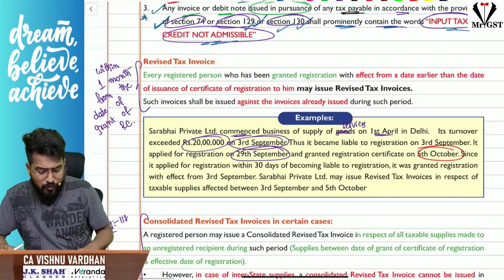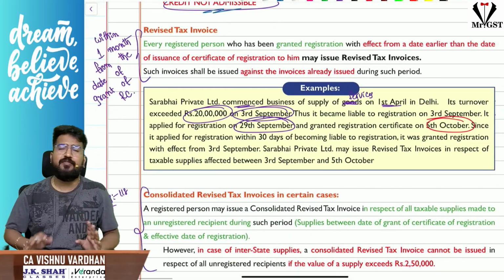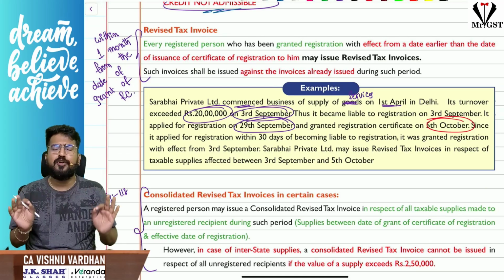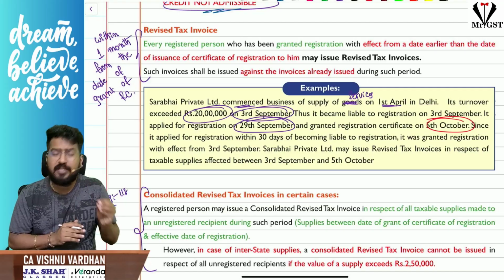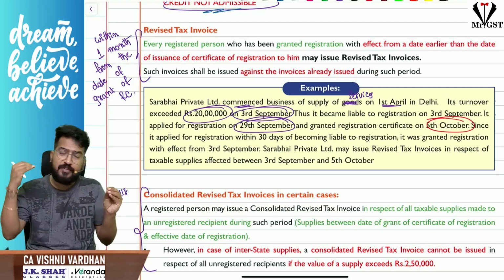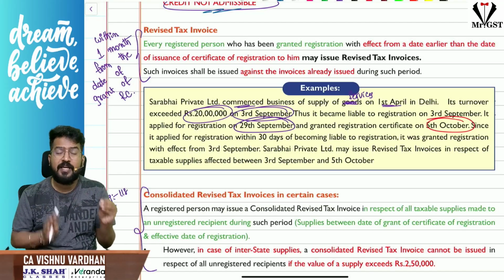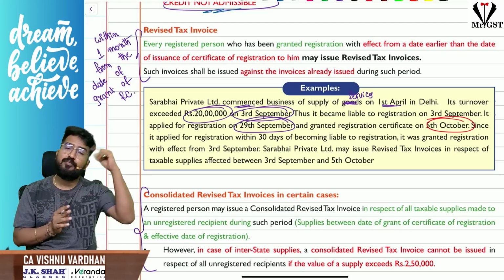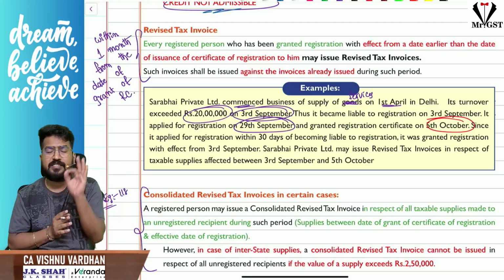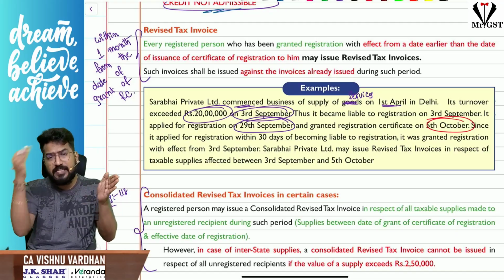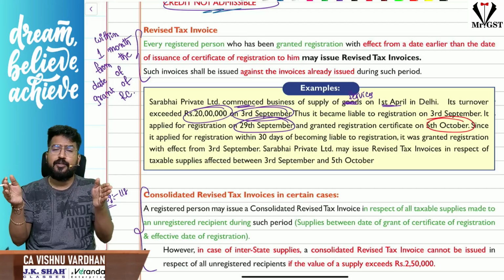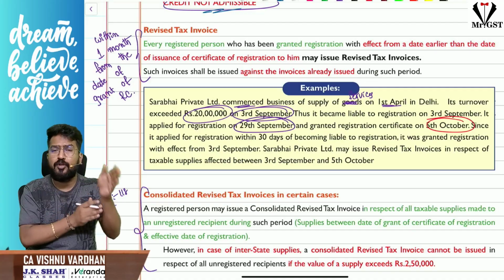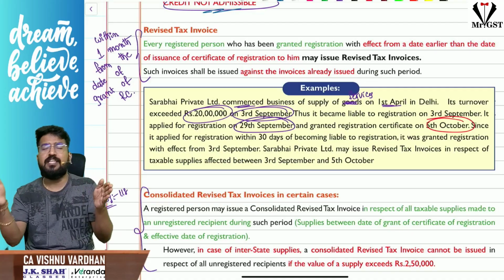Now, sir, we have to move on to the revised tax invoice. Sir, what is the meaning of revised tax invoice? Simple concept. If you remember our effective date of registration concept, when a person becomes liable for registration and applies for registration within 30 days from the date of becoming liable, the effective date of registration is the date of becoming liable, correct? But sir, I became liable on 1st November. I got the registration certificate on 10th December, sir.